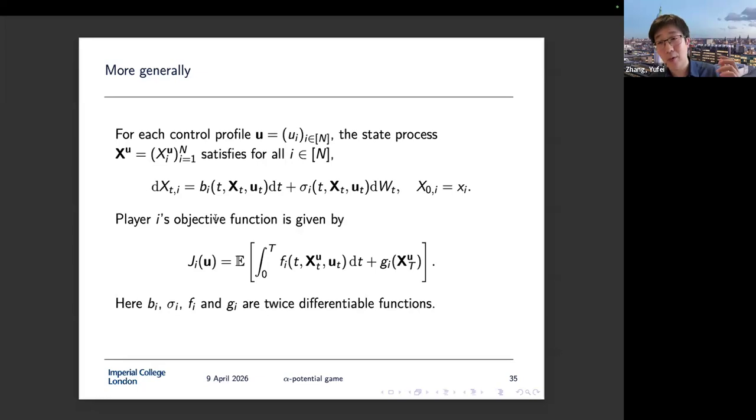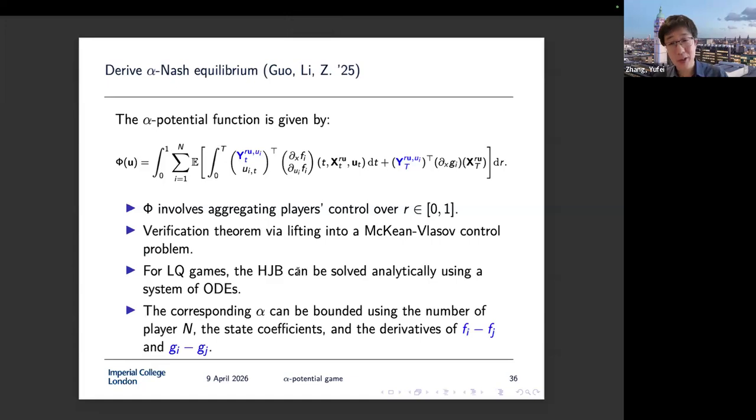But you can actually apply this. In our paper, we lay down the theoretical foundation for generic games, where each player's state drift can depend on all players' joint state and joint control. The drift can also depend on all players' joint state and control, and there is also interaction through the cost. In this case, you can still write down the alpha potential function by computing the gradient of each player's objective function with respect to their own control, and then do this aggregation over the control space. But the cost function and the potential function become much more involved because of the interaction through the state.